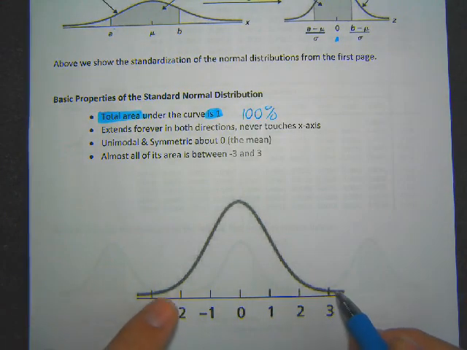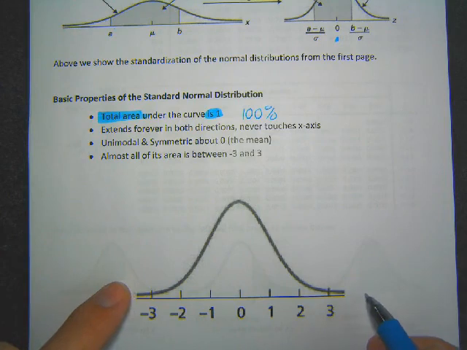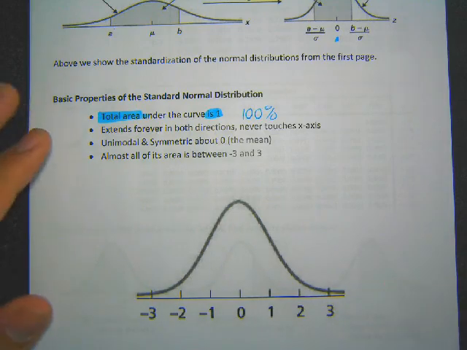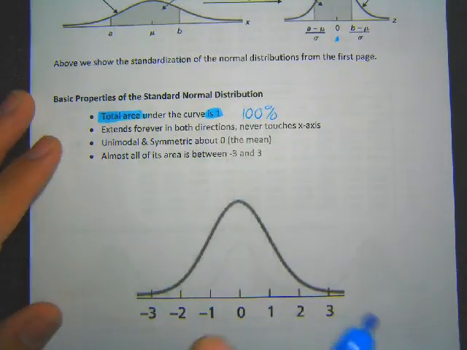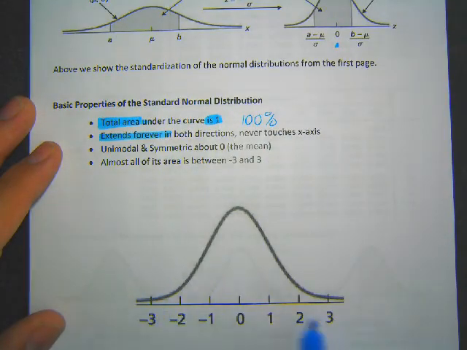Now these tails go on forever. They can go further and further. But again, as they go out, it gets really rare. There's not very many values out here. So the percentage out here is really small. Most of the percentage is in the middle. So it does extend forever in both directions. It doesn't actually hit the x-axis ever.